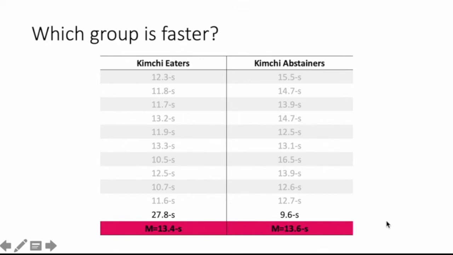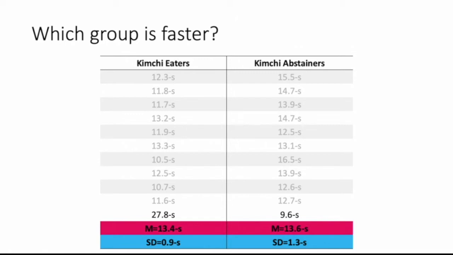Well, the standard deviation might give us a bit more insight. We can see that in the kimchi eaters, the standard deviation is 0.9 seconds. So it means that the distribution around the median is a lot more condensed, whereas kimchi abstainers is more spread out. And this is just to show that obviously we have a small sample set here. We would be doing this on a much larger data set.